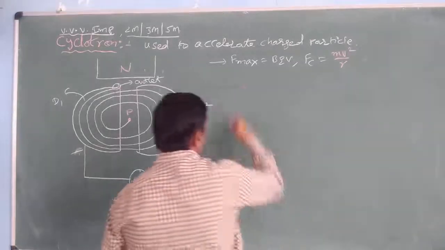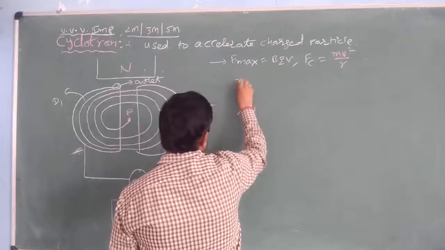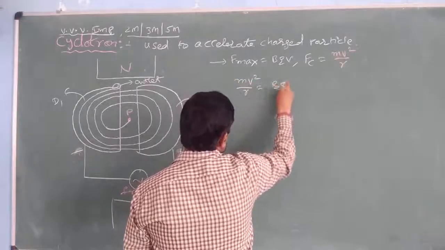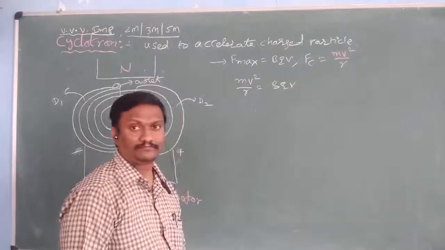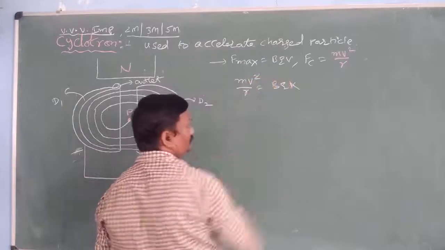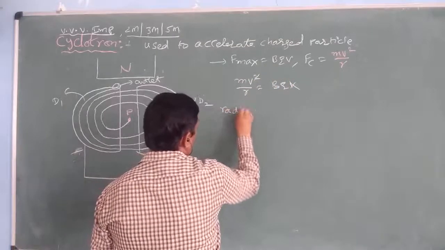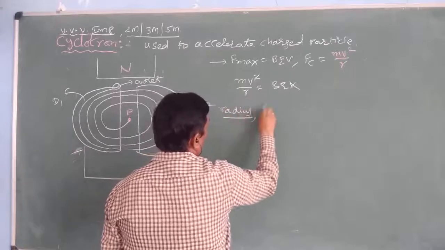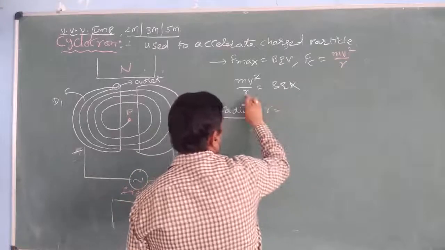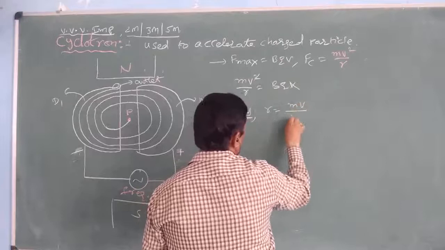So equating, this one is force and this one is also force. Equating these two forces, the centripetal force is balanced by the maximum magnetic force. Simplify both sides, one v is cancelled. Then find the expression for radius of circular orbit. So r is equal to, this r is moving to the right side and qB is moving to the left side. So r is equal to mv by qB.